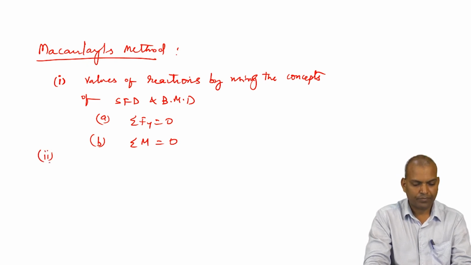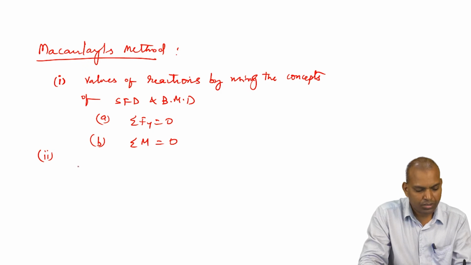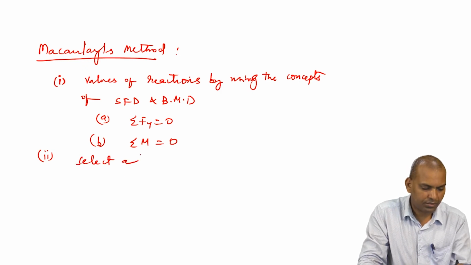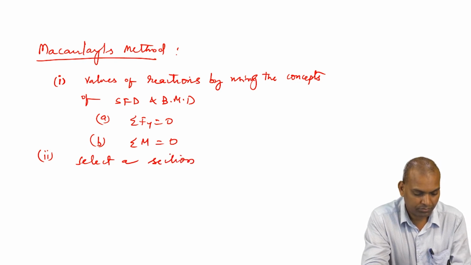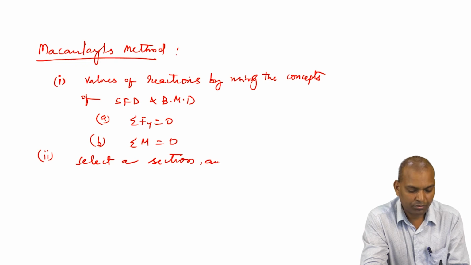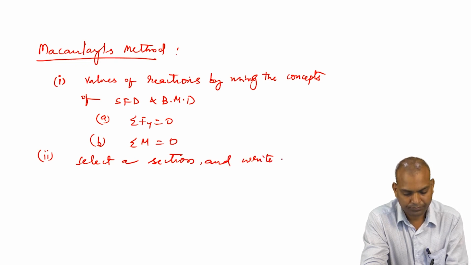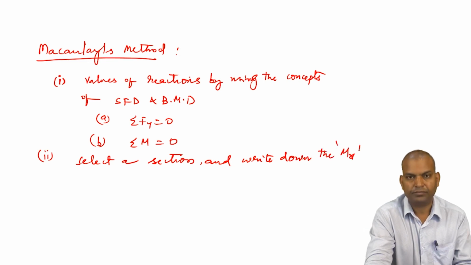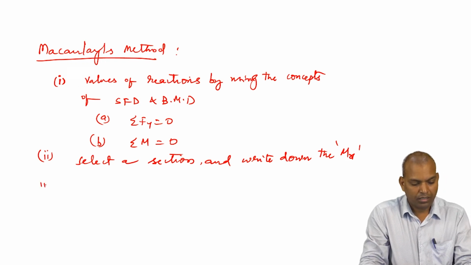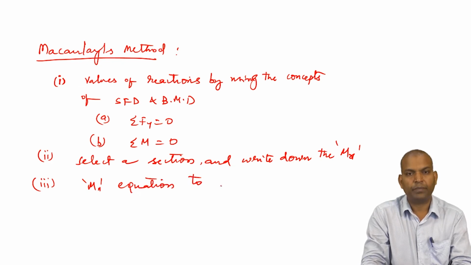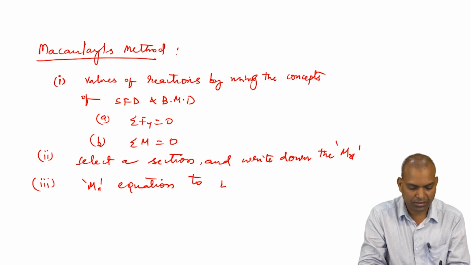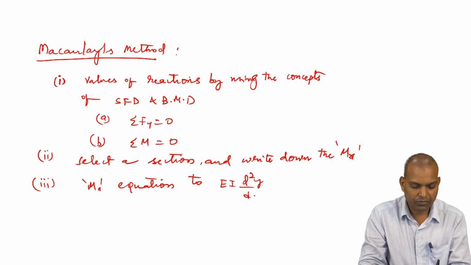Next, second step. After that, select a section and write down the bending moment equation Mx. Equate the Mx equation to the bending moment variation at any section x, that is EI times d square y by dx square.